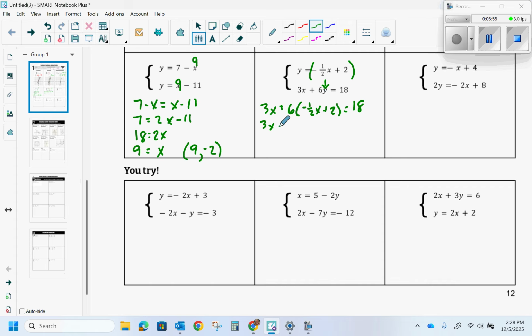6 times negative 1/2 is a negative 3. 6 times 2 is 12. What happens to these 3x and a negative 3x? Oh my. X is canceled, and we're left with 12 equals 18. So what do you think that means? They don't intersect, right? Because they don't intersect, we don't have an x equals or y equals, either one. So the variables canceled, I'm left with something that's not true. This is called a false statement. When you have a false statement, that means no solutions.